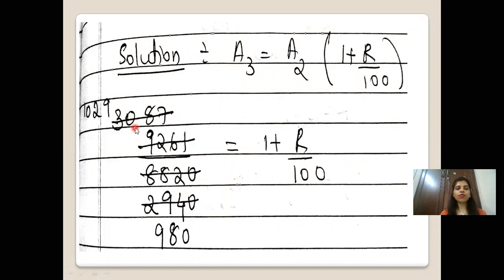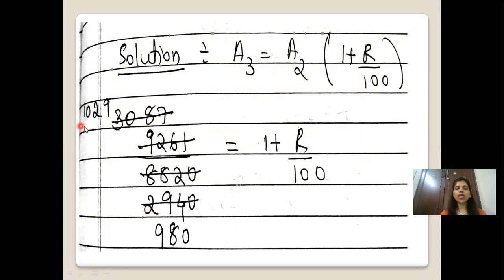After that, now you can further divide 3087 and 2940. So check again for the divisibility test of 3. 3 plus 7 is 10, 10 plus 8, 18. So you can divide this number. 9 plus 2, 11, 11 plus 4, 15. So you can divide even this number by 3.